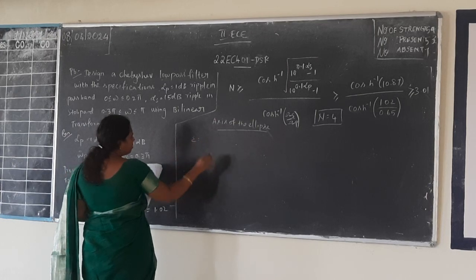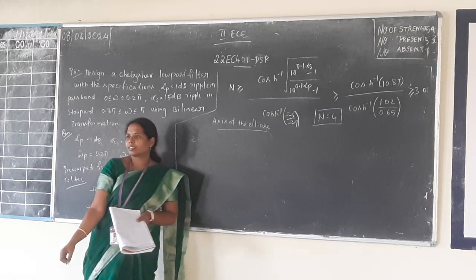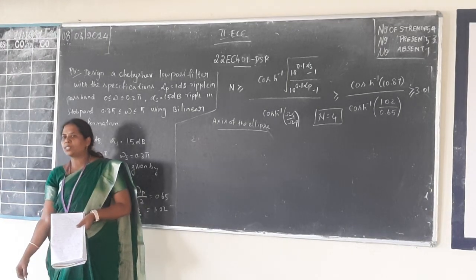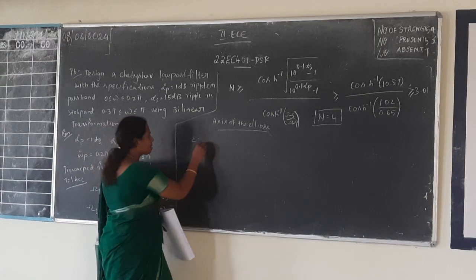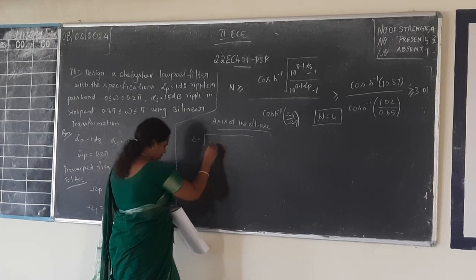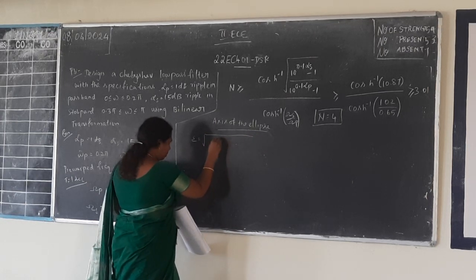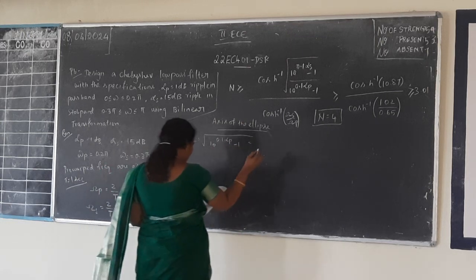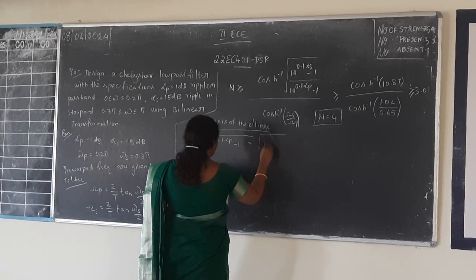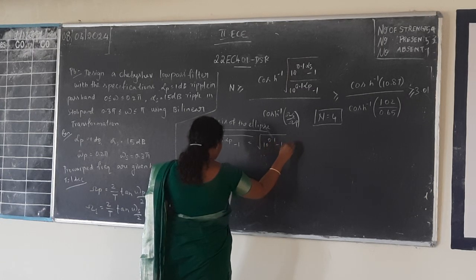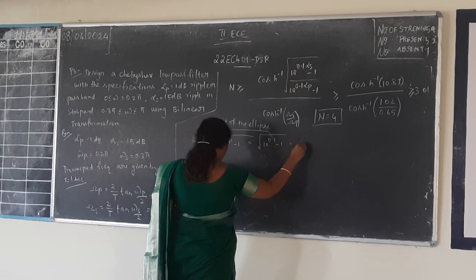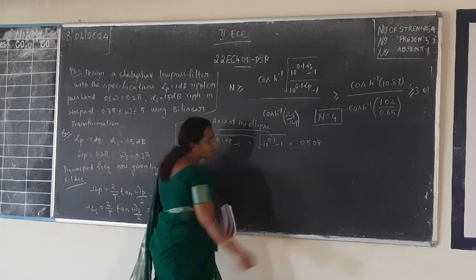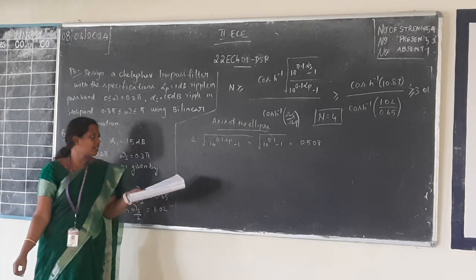So what is epsilon? Epsilon is root of 10 power 0.1 alpha p minus 1. Okay, epsilon value is 10 power 0.1 alpha p minus 1. This is equal to 10 power 0.1 minus 1, which is 0.508. Yes or no? Yes, ma'am. So like this, we got epsilon.